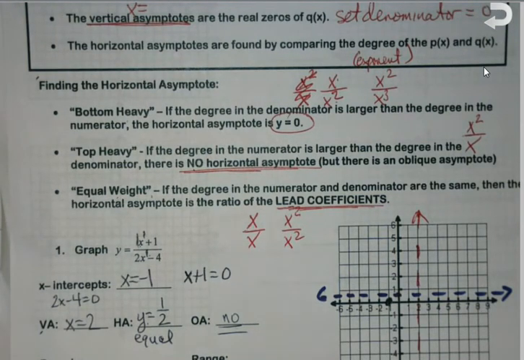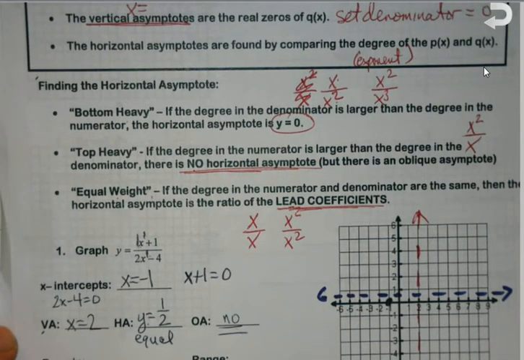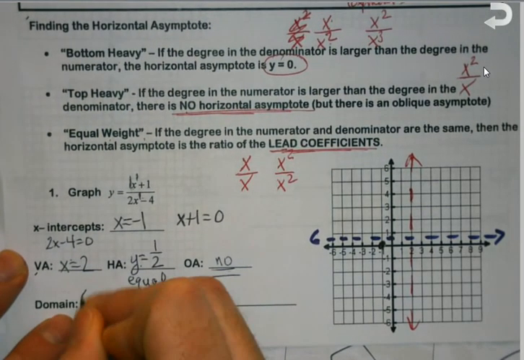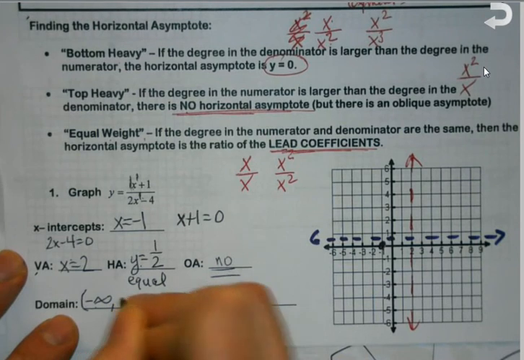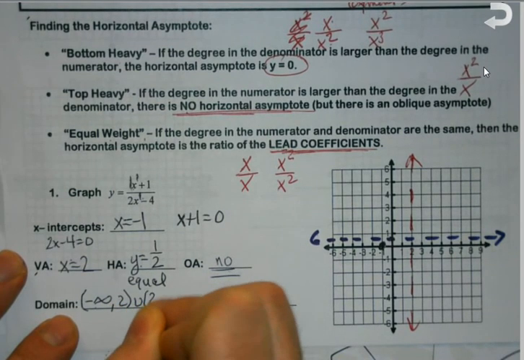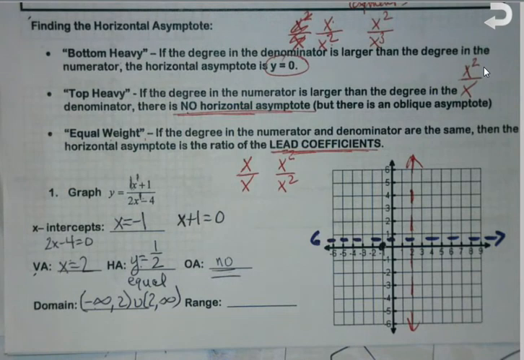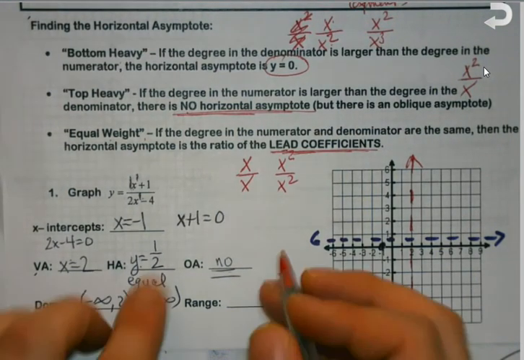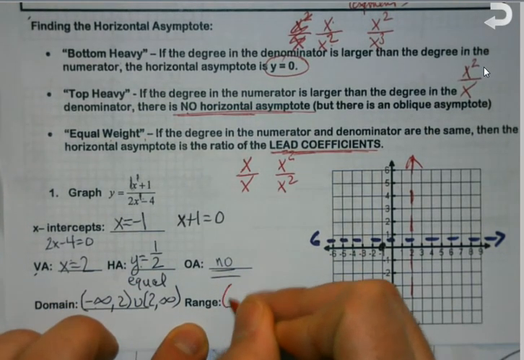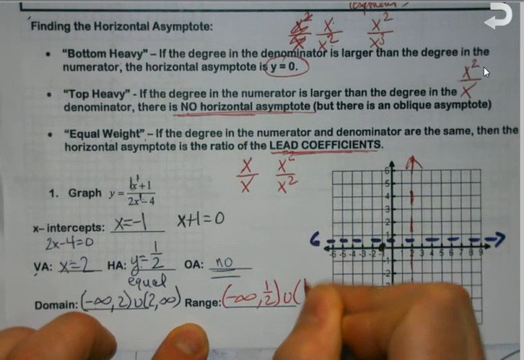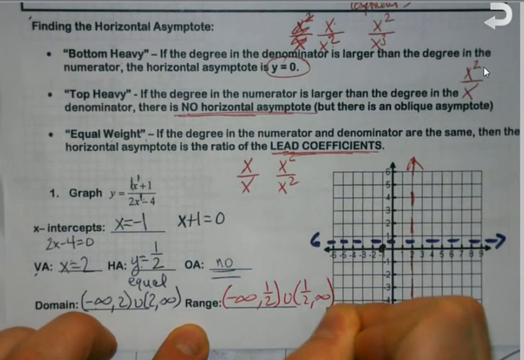So just like before, vertical asymptote runs into your domain. So whatever that value is, it's everything but that. My range is the same idea. Take my horizontal asymptote, everything but that.